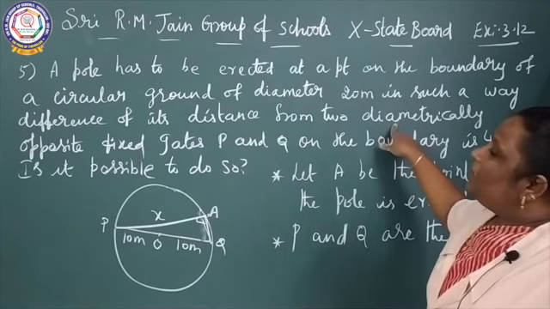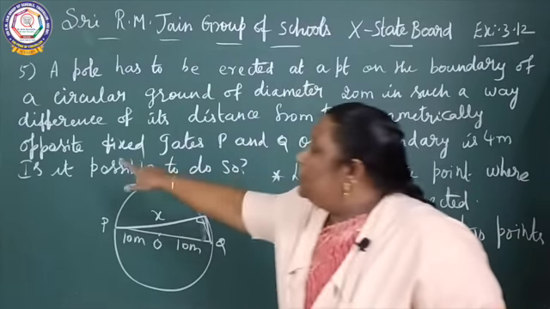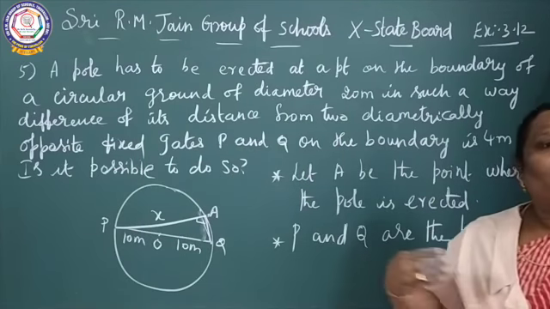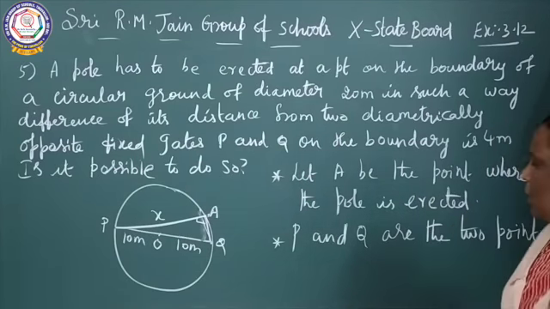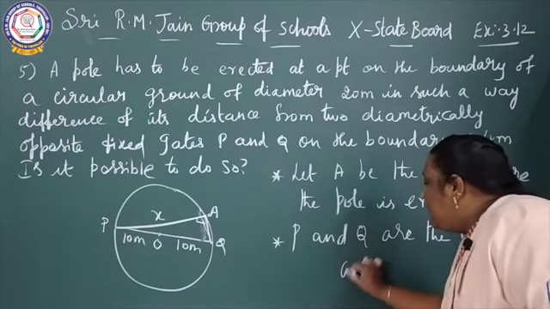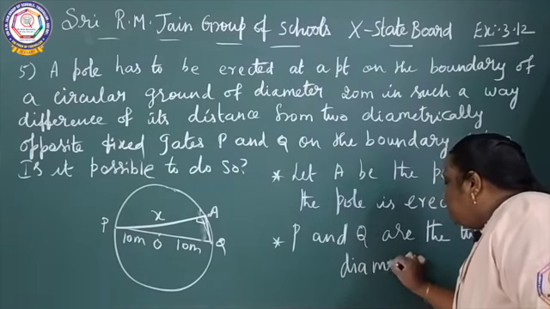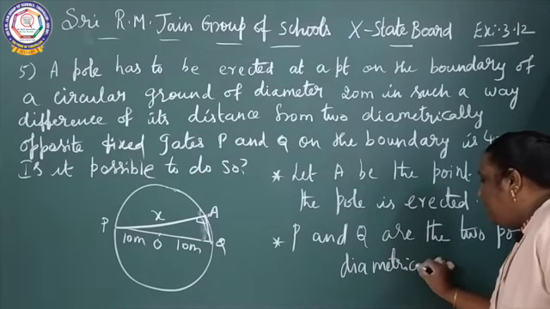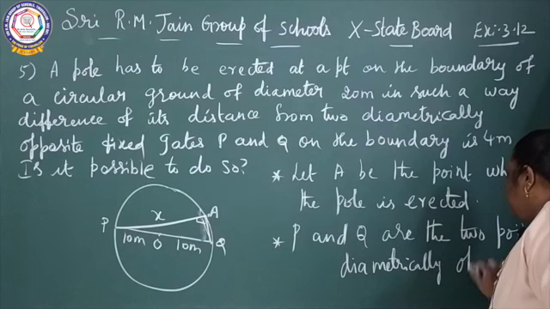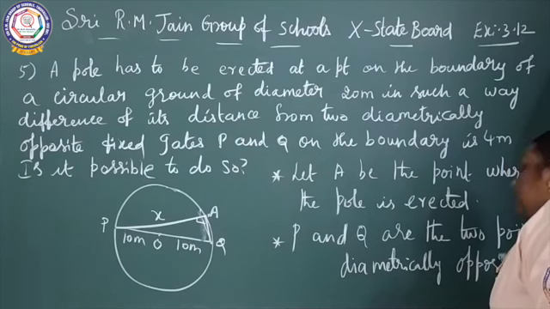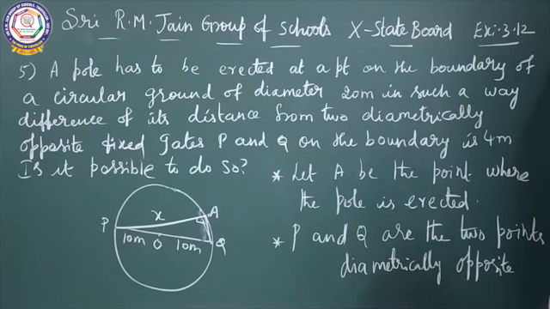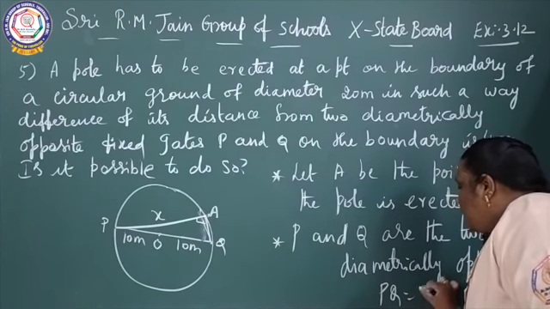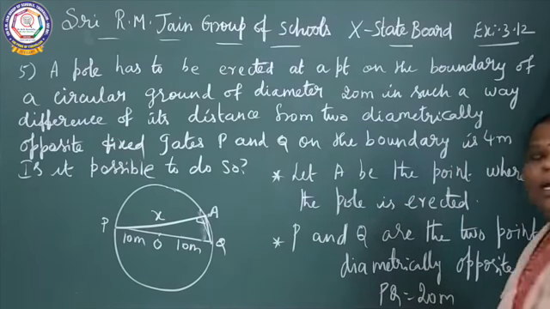See, diametrically opposite fixed gates. The two points are diametrically opposite. So the total length of PQ is 20. PQ equal to 20 meter.